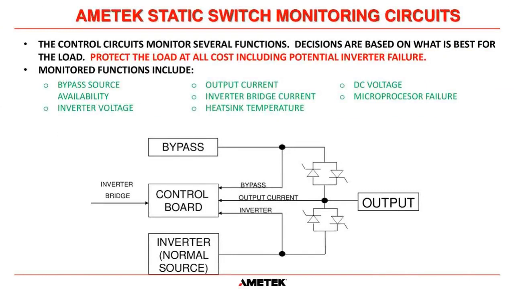Here are some of the monitoring things we look at to determine which source, the inverter or the bypass, is powering the load. So we've got bypass source availability. We certainly want to know if that's available because we don't want to transfer to a dead bus. We look at inverter output voltage. We look at inverter output current.